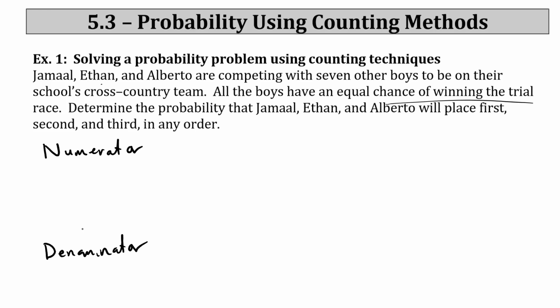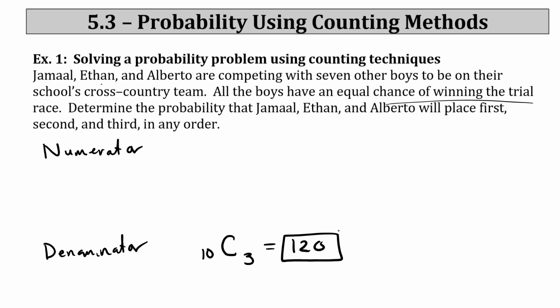So the denominator, let's just start there. We're picking from 10 boys because we have 3 boys plus 7, and we are choosing 3 of them. Any 3. So it doesn't matter, we're just figuring out who is going to be placed in the top first, second, and third. So whoever is in the top 3. That is 120. So there are 120 groupings of 3 boys out of 10.